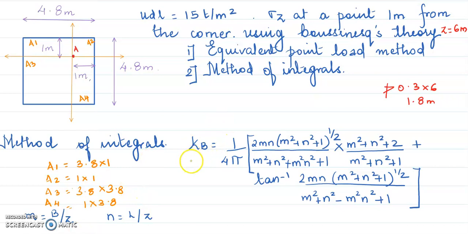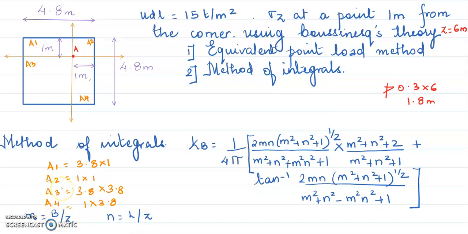Okay, what is KB? Influence factor by Boussinesq theory. This won't change because in this equation, M and N can be interchanged. The value doesn't change. So for the influence of N as L by Z, if you write N is equal to B by Z, the value of this equation doesn't change. So by this theory, KB for A1 and A4 will remain the same.